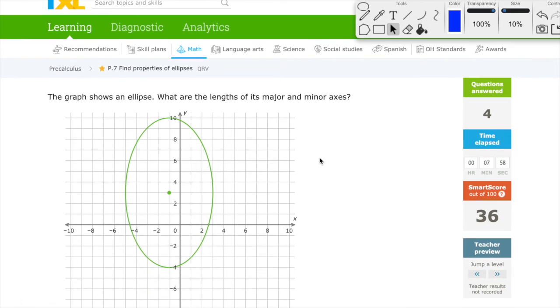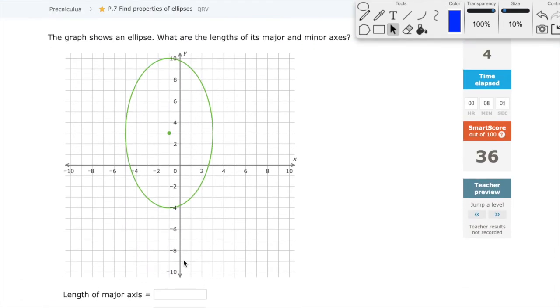What are the lengths of the major and the minor? Okay, so it's asking for both here. So it asks for major first. So remember, major is just the longer one. It doesn't matter left, right, up, down. Major is the bigger one. Kind of goes hand in hand with the name major and minor. So major is the bigger one, so that's here to here. That's from 10 to -4.